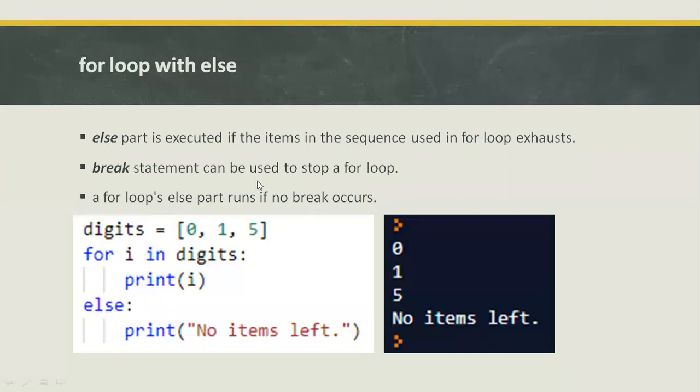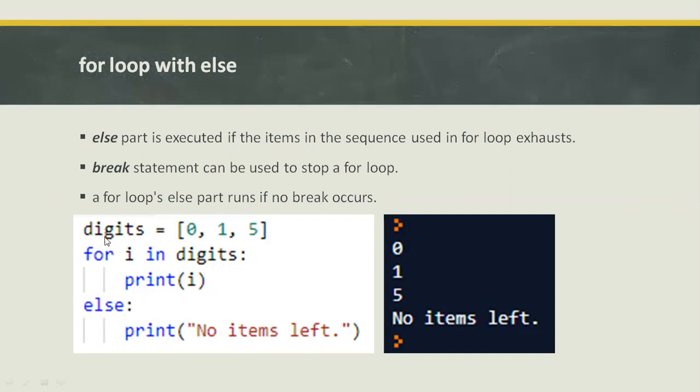A break statement can be used to stop a for loop. As we know, using a break statement we can stop the for loop. The else part of a for loop runs if no break occurs. If there is no break of any kind, the for loop completes and then the else part will run.